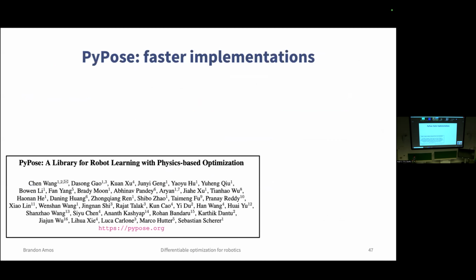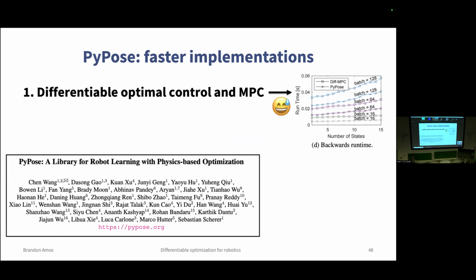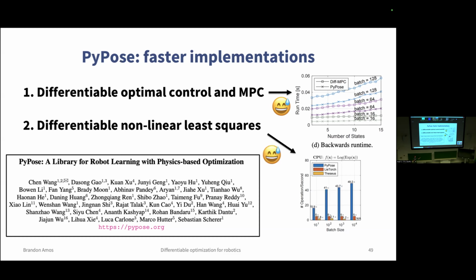I'll skip through that. And I'll actually end with a shout out to Pipos, which seem to have done a really good job at making a faster implementation of almost everything I've been talking about. I haven't personally used it, but it seems like a really nice library. They have two main contributions. The first is that they compare to my differentiable MPC library and show that they're faster than it. And then they compare to Theseus and show that they're faster than that. So it may be worth checking out if you're working in the space, or if you just want some motivation for other settings and other applications that people are thinking about with differentiable optimization.